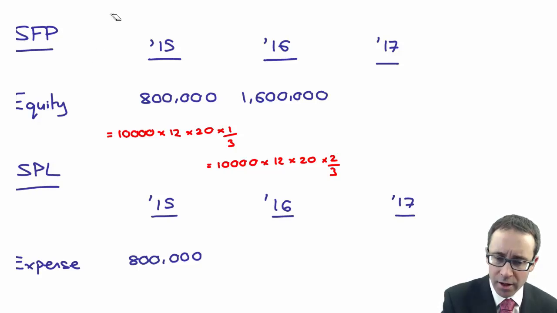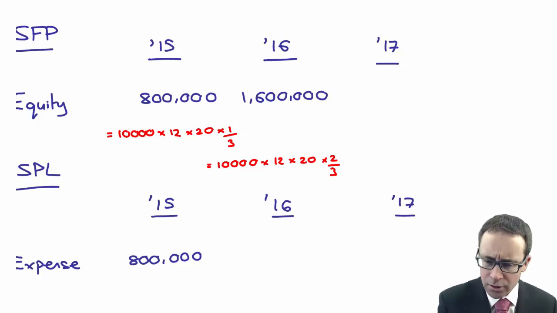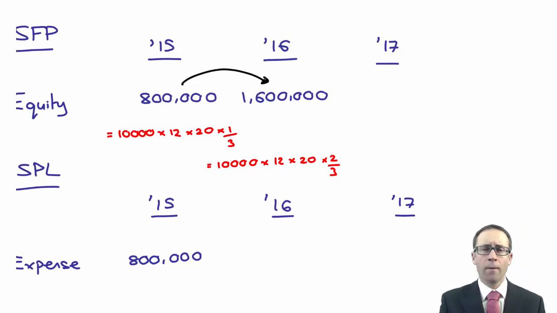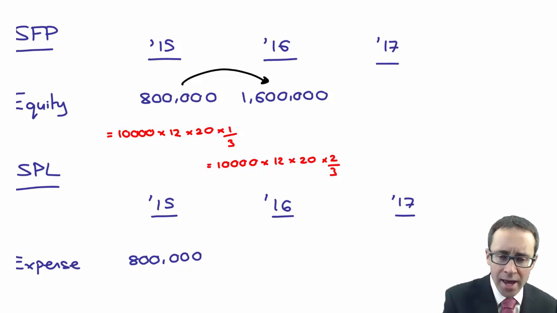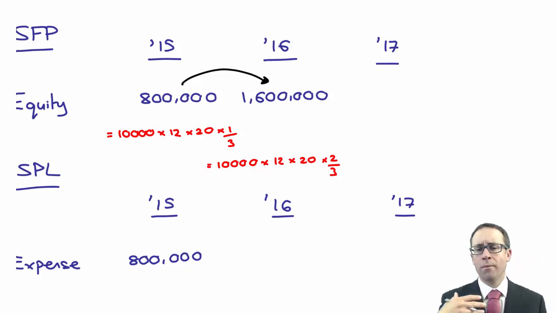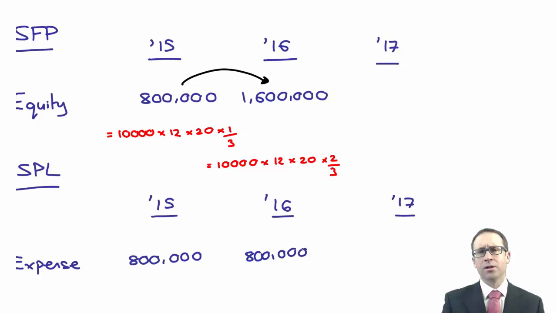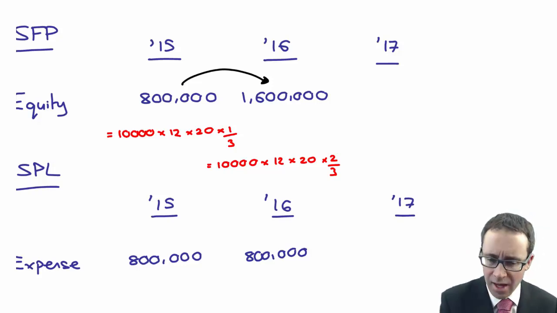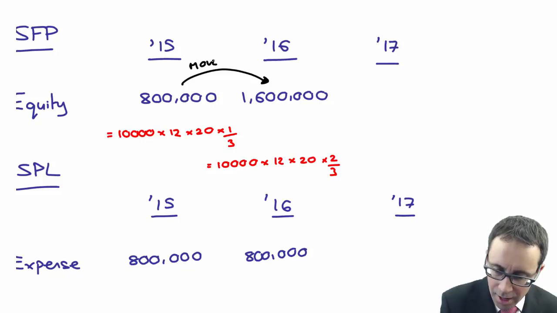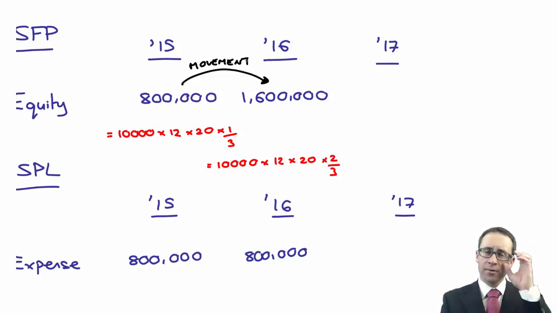Now, we've just got to be very, very careful in terms of the journal entries, because we are looking, aren't we, at the movement from 800 to 1.6 million. So to get from an 800,000 credit to a 1.6 million credit, we need to process another $800,000. So we've credited the equity and debited the expense with the 800,000. So when you're looking at what goes to profit or loss, it is the movement on the equity figure that goes to profit or loss, isn't it?